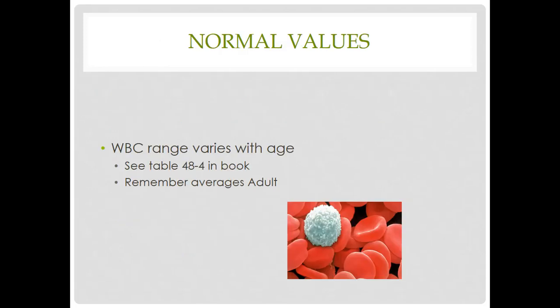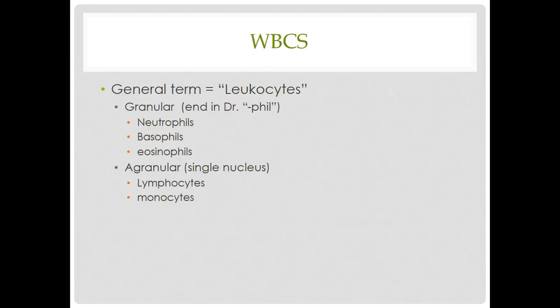Normal values. There's a table 48.4, which starts on page 1013 in the book. The white blood cell range varies with age, but in the book it gives a very general one for leukocytes. Remember the averages for that one, please. The general term for white blood cells is leukocytes.